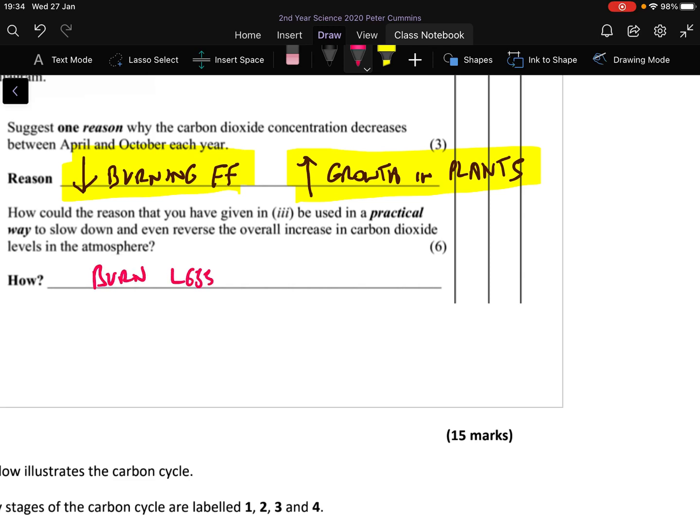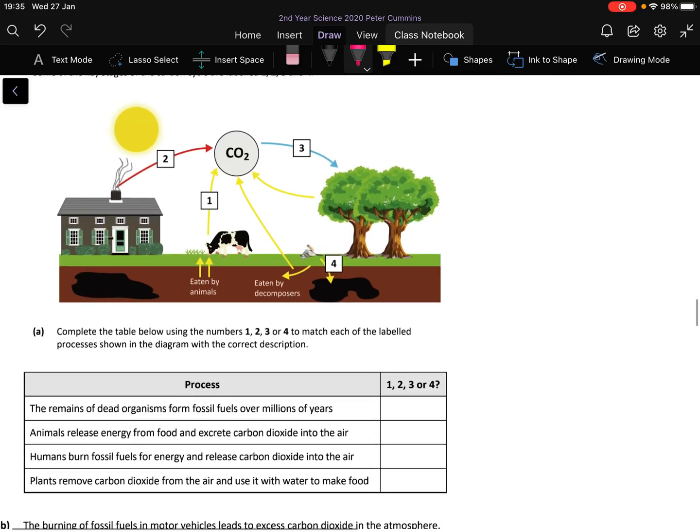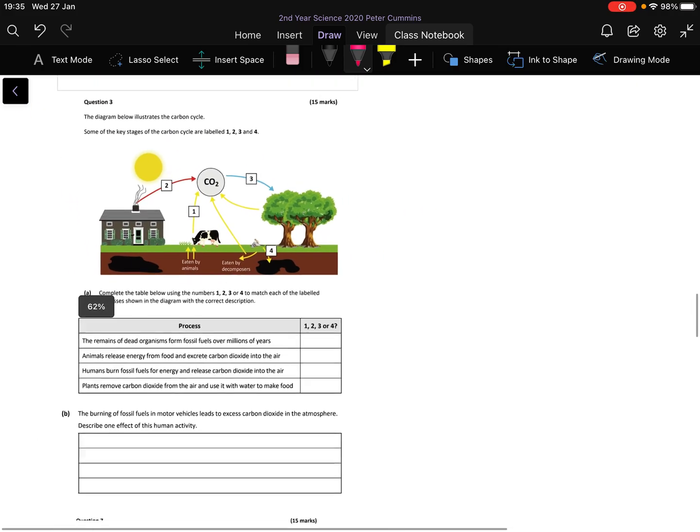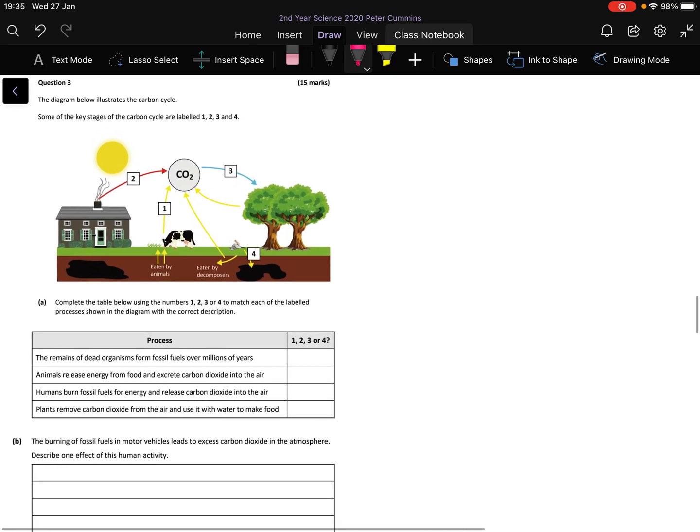Well, we could burn less fossil fuels. So when it comes to winter, instead of burning fossil fuels, we use our solar panels. We use wind energy, we use hydroelectric. Remember all those projects we did? And we plant more trees. So I know it's kind of the same thing over and over again. Okay, moving on nice and quickly because we're taking a long time doing this.